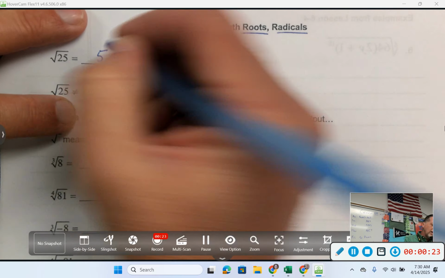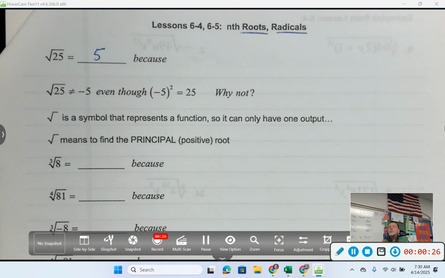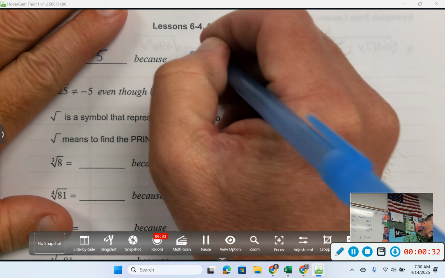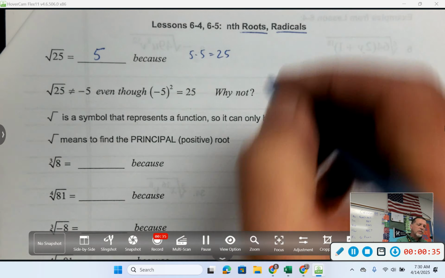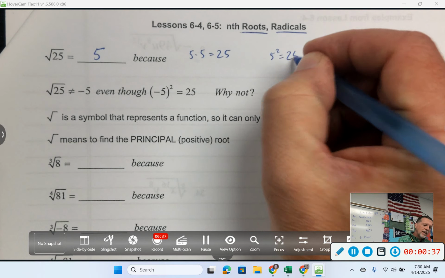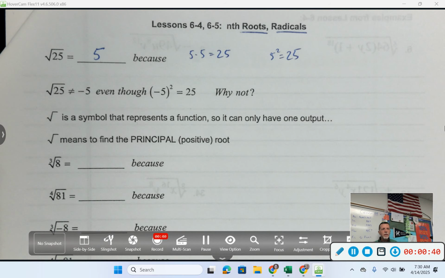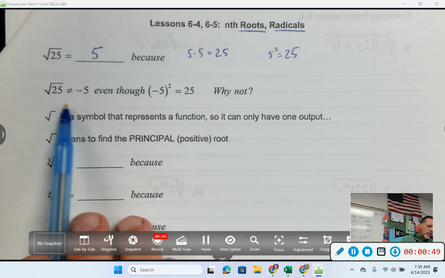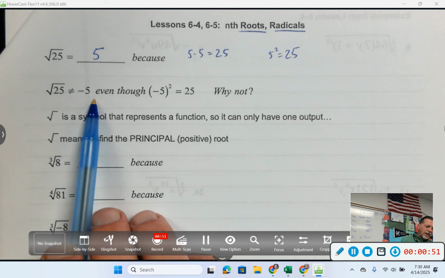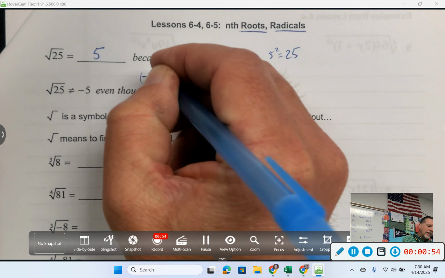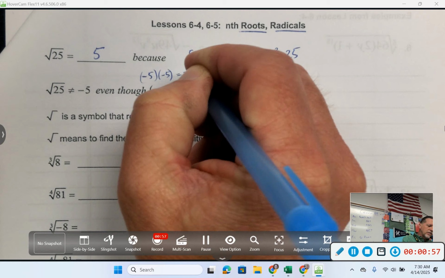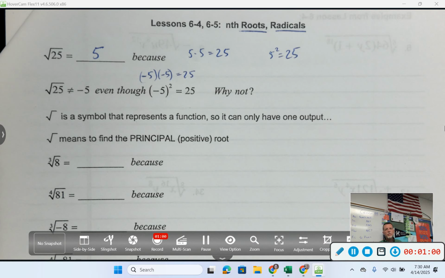5. That's great. How would you explain that? You would just say, well, 5 times 5 is 25, or 5 squared is 25. So if square root means what would you square to get to 25, well, you'd square 5 to get to 25. But why is the square root of 25 not equal to negative 5, even though by that logic, negative 5 times negative 5 is 25? Do you know why we don't say the square root of 25 is also negative 5?